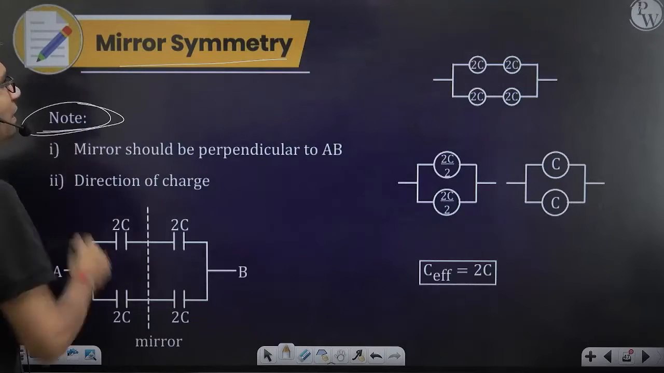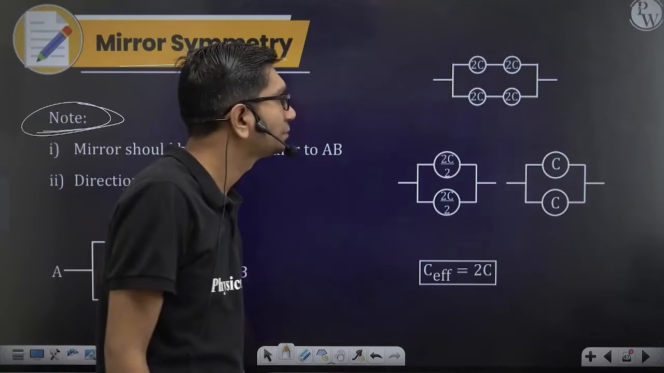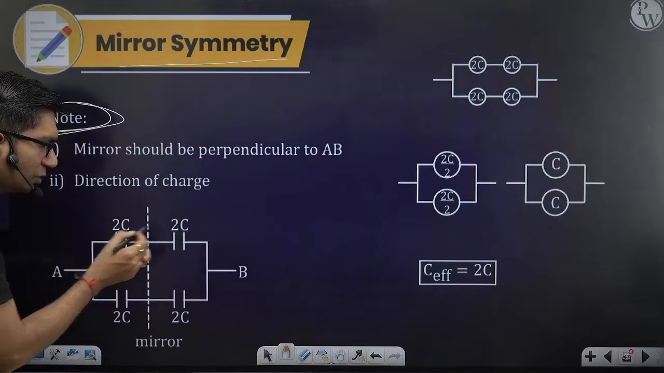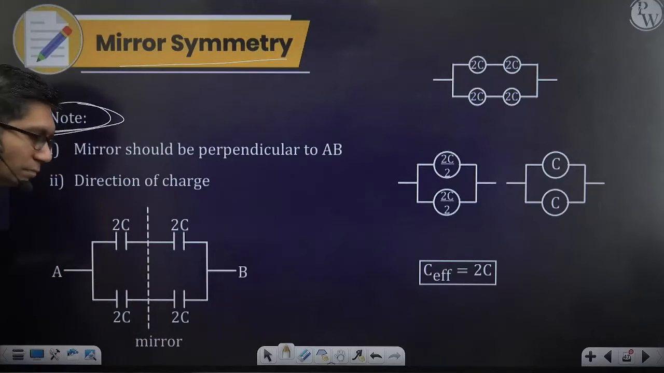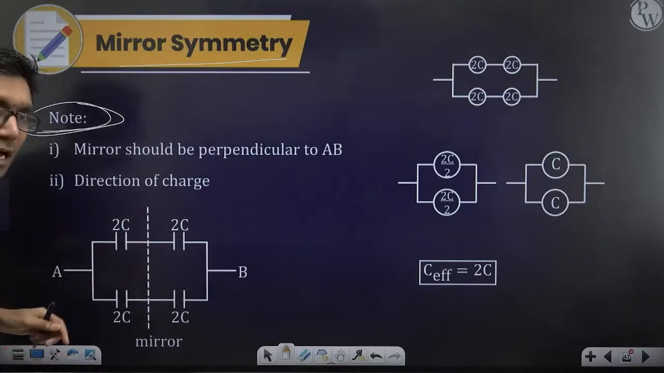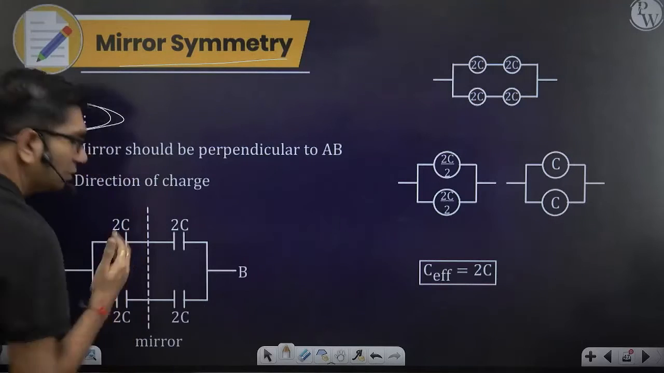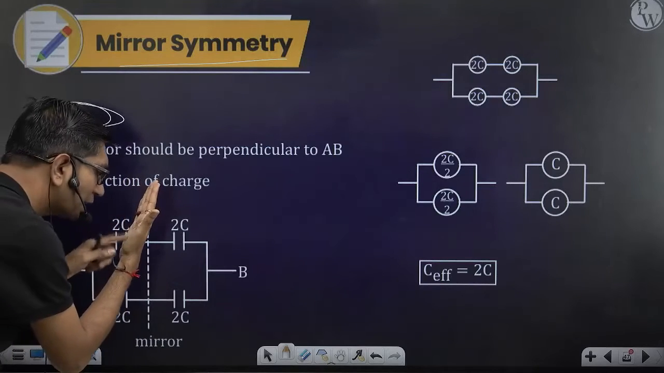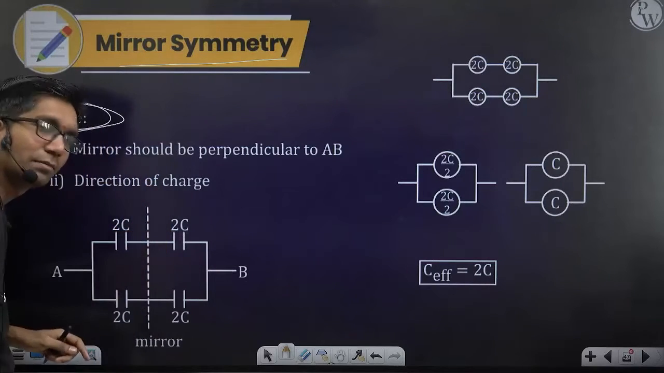In mirror symmetricity, see here. Here it is 2C, 2C, 2C, 2C. What I am doing is I am taking a mirror and keeping it over here. Right, so here it is 2C. In the mirror, it will be looking 2C only, no?